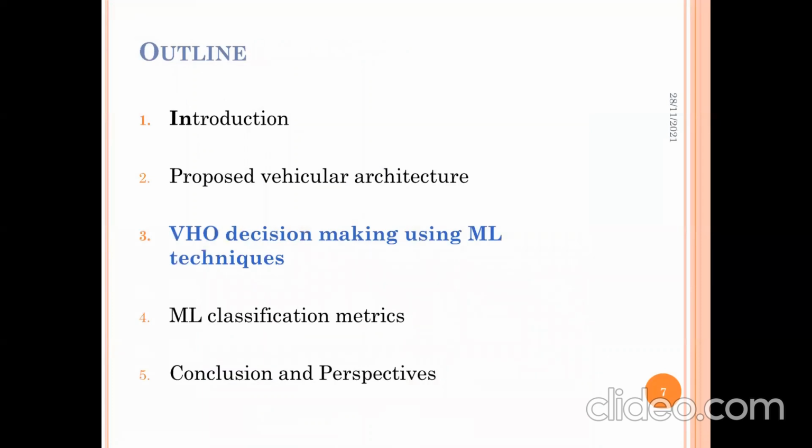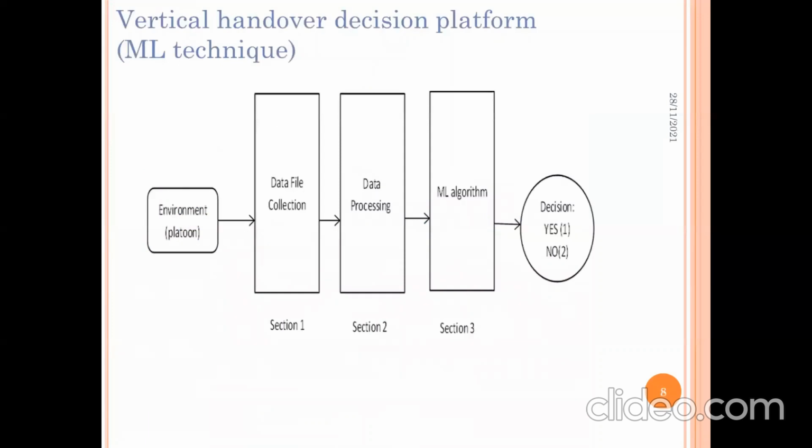Now we will start with the vertical handover decision-making using machine learning techniques. This platform consists of three sections. Section one is the data file collection, where the data is collected by a series of simulations. We have simulated two steps based on SUMO and OMNeT++. 100 platoons are tested, and at each time step, the data is collected by the leader vehicle and stored in the data file.